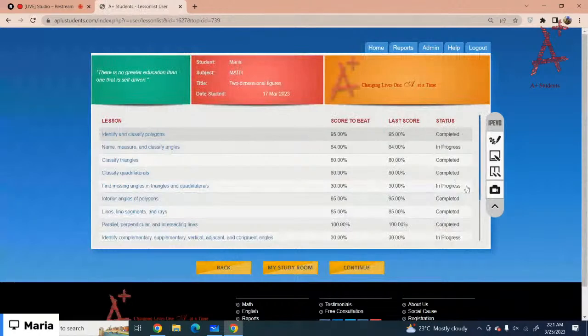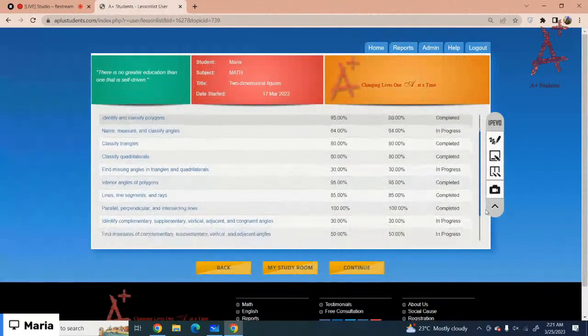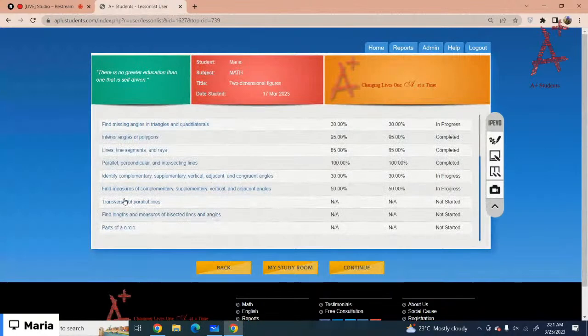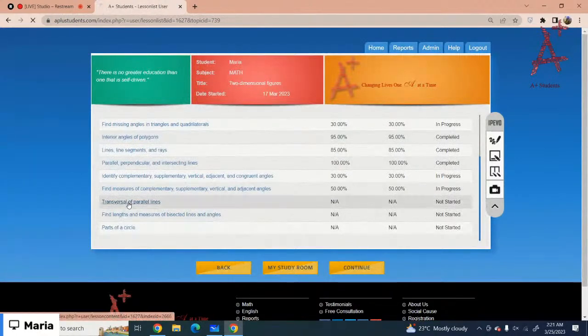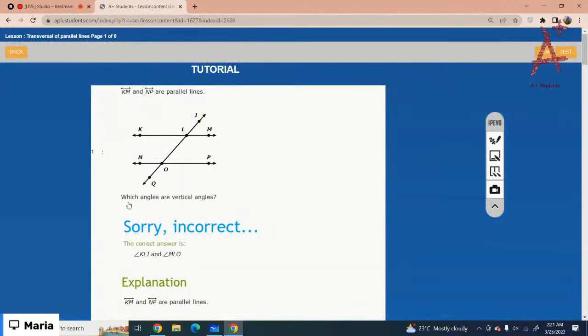Okay, the next lesson is transversal of parallel lines. So let's just start with transversal of parallel lines. Okay, KM and NP are parallel lines. Which angles are vertical angles?